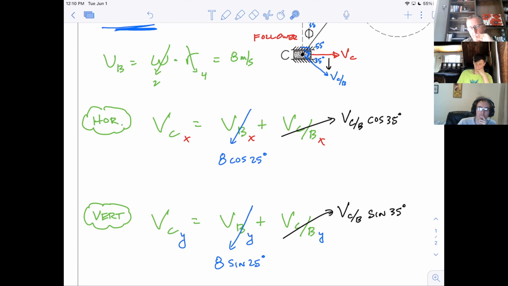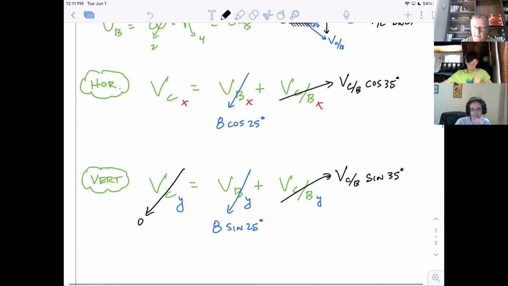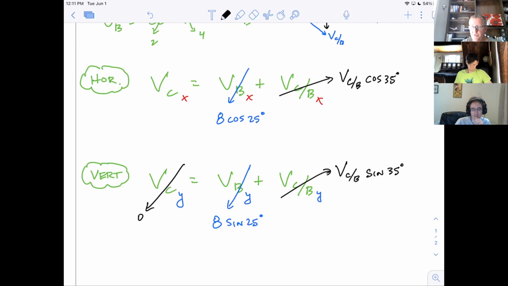Well, we know there's no Y component of V sub C. Exactly right. Is C allowed to move in the Y direction because it's in a horizontal cylinder? The answer is no. And so that's my window, that's my way into this. Because it's constrained to move right and left only, I can say that's 0, which means I can now look at that vertical equation and say, oh, cool. Well, I can actually solve for the velocity of C with respect to B now.